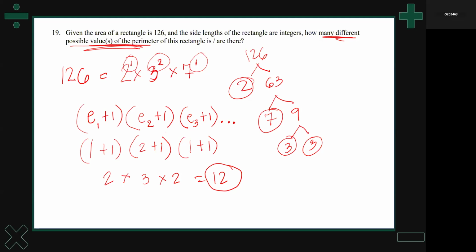Teacher, there are some perimeters like 126 by 1 and 1 by 126. That is the same, so I think it should be divided by 2. Yeah, I'm not yet done. So it is divided by 2. I would appreciate it if you could let me finish, everyone, so we won't get confused as to the process. So 12 must be divided by 2. So we should be having 6 as our final answer.